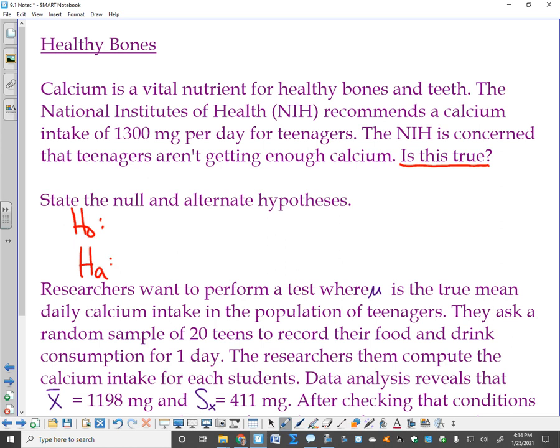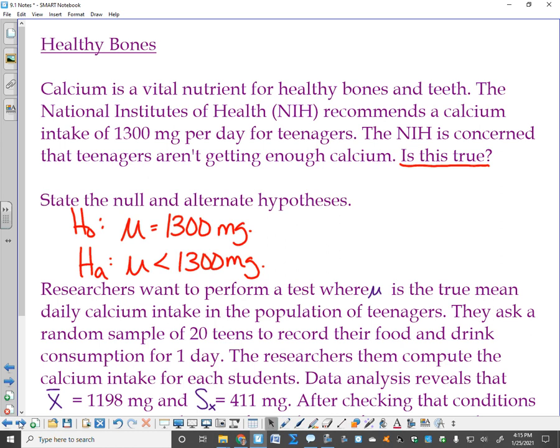Calcium is found in healthy bones and teeth. It recommends a calcium intake of 1,300. All right, that's the bar. They need, now this is a mean, not a proportion, so I'm going mu, not p. 1,300 milligrams. That's what they should be getting. However, they are worried that they're not getting enough. So they are proposing that mu is less than 1,300.